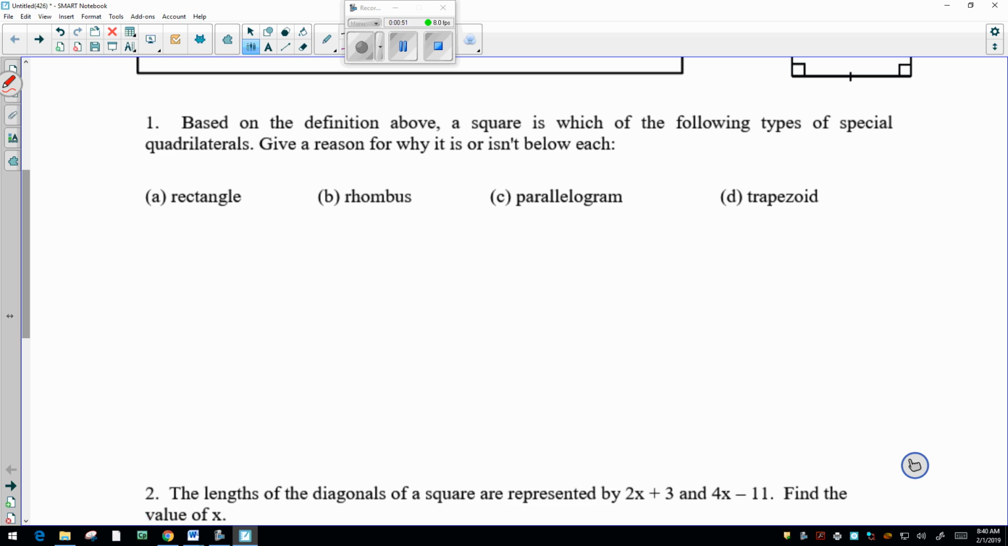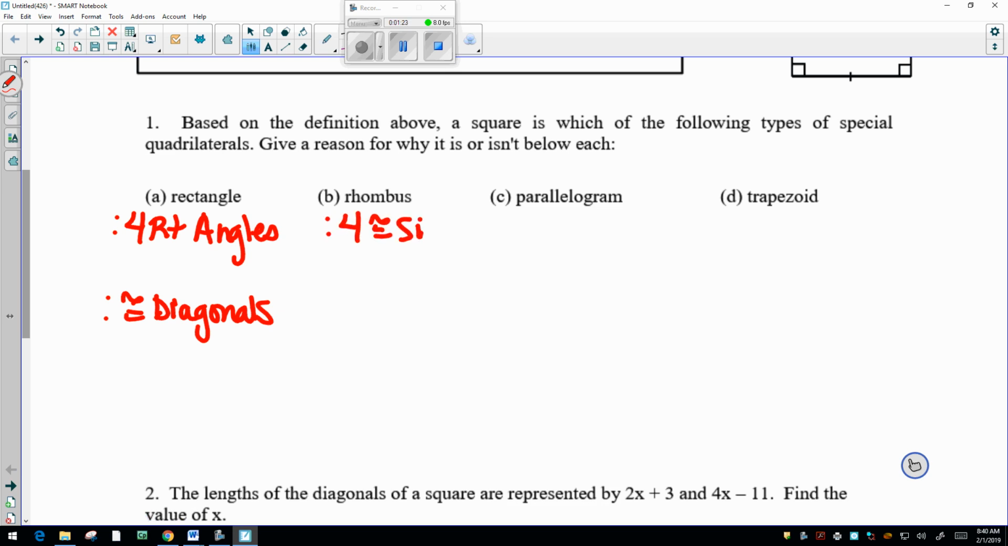So that means it has to be a rectangle, and the reason is it has 4 right angles. Rectangle has 4 right angles, square has 4 right angles, so yes, a square has to be a rectangle. Another important property that they both have is congruent diagonals. Okay, so a rhombus. A rhombus is a quadrilateral with 4 congruent sides. So yes, a square is a rhombus because it has 4 congruent sides.